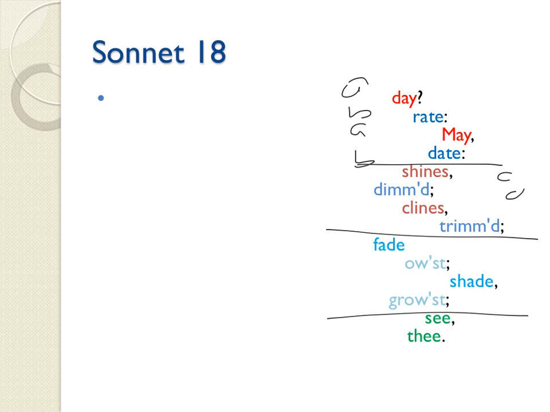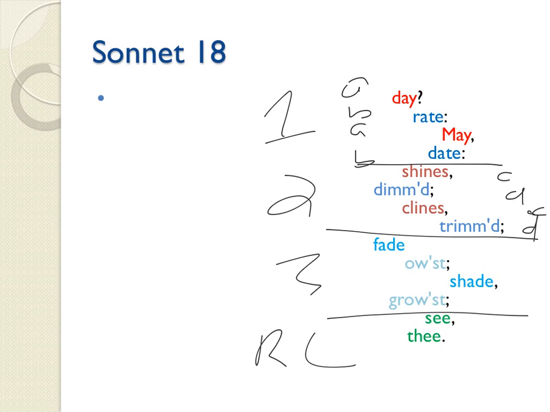Here we have C, D, C, D. And then E, F, E, F. And then finally G, G. So, again, three quatrains, 1, 2, 3, and then our rhyming couplet at the end. And we'll talk about the significance of that rhyming couplet when we get there. But as you can see, it does provide a sort of counterpoint to the structure of the rest of the sonnet.